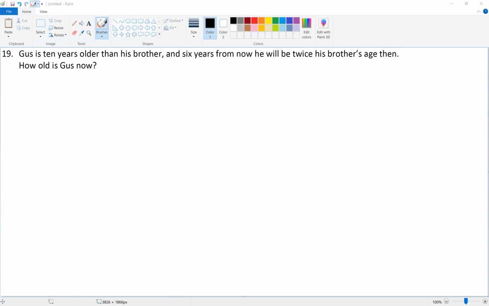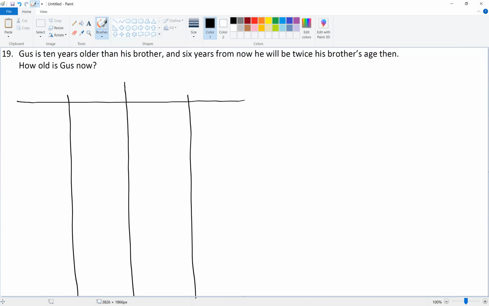Anybody else did? I did. Did you use a formula or did you do a table? I did the table. Okay, very good. So let's write down the table. Gus is 10 years older than his brother, and 6 years from now, he will be twice his brother's age then. How old is Gus now?